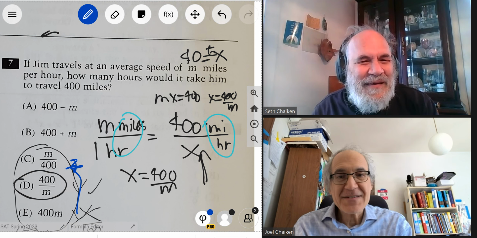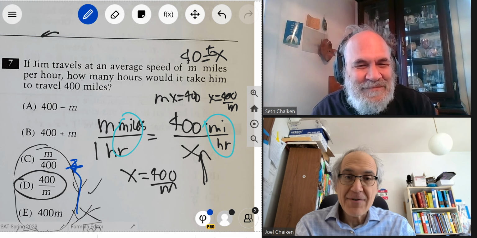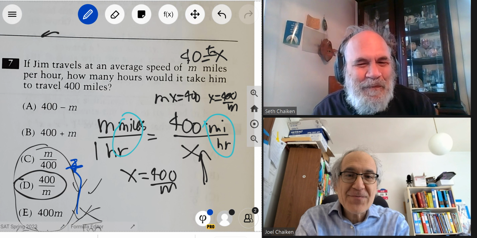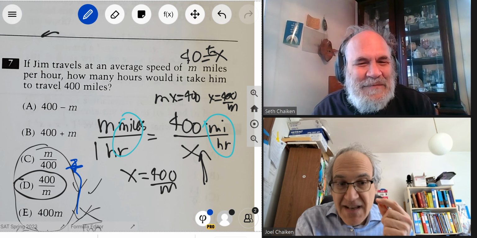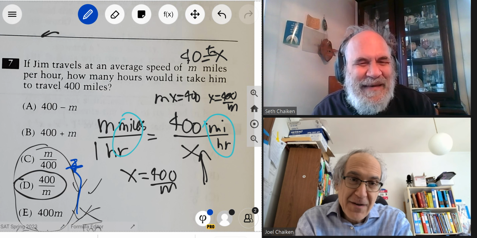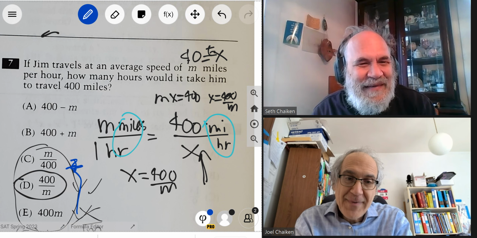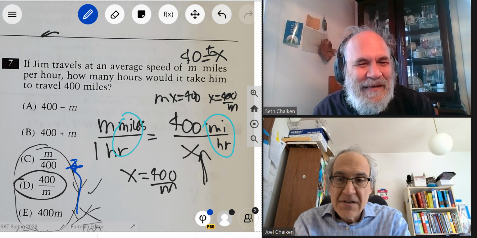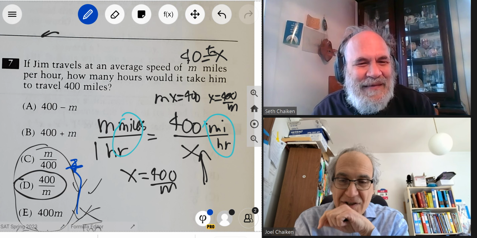Also, what I like about this method is it doesn't use any brain power because it's very methodical. It may take 10, 15 seconds more, but you save your brain power for problems where you really have to think. Everybody has different approaches, and we're offering different approaches.